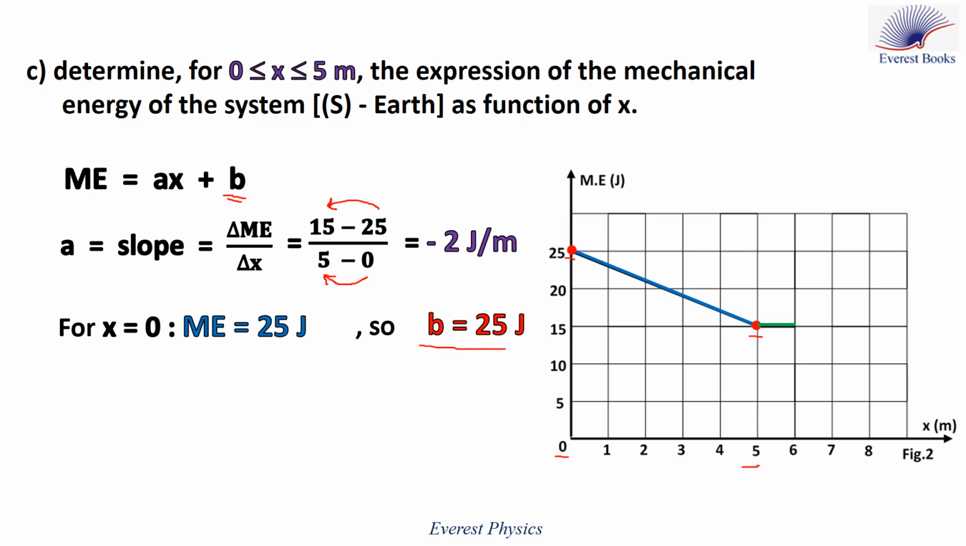Now replace A and B by their values in the first equation. You will get ME equals minus 2x plus 25, and this equation is expressed in SI units. This equation is the equation of the straight line of the mechanical energy between abscissa 0 and abscissa 5 meters.